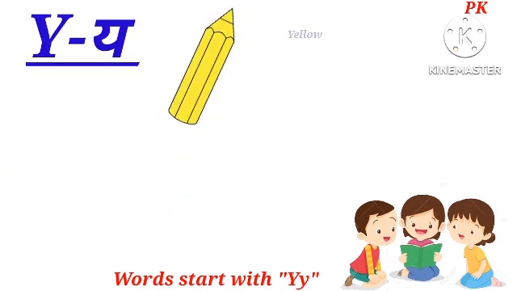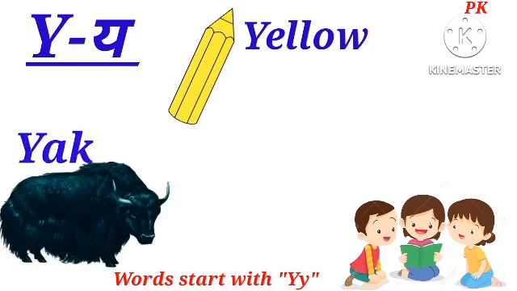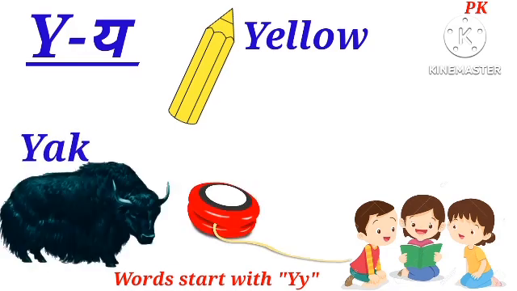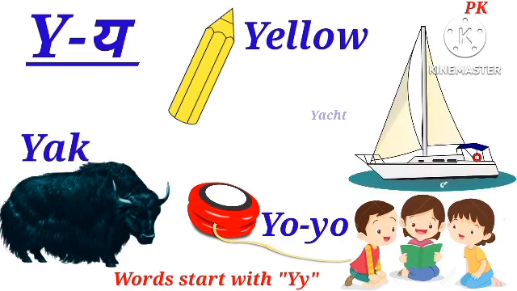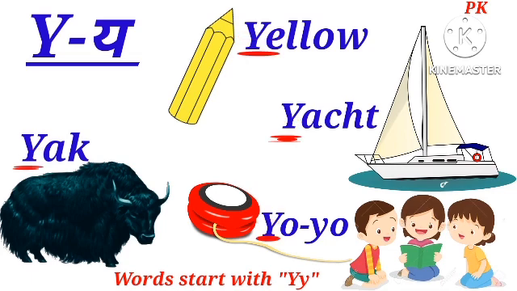Letter Y, it sounds Y. So Y says yellow color. Y says yak. Y says yo-yo. And Y says yacht. So here what is the starting letter? Y and it sounds Y. So Y says Y.